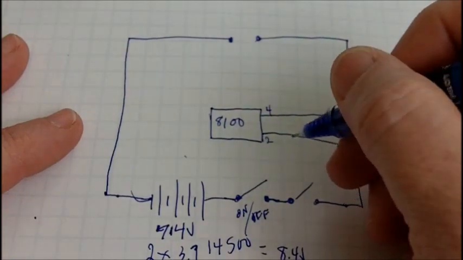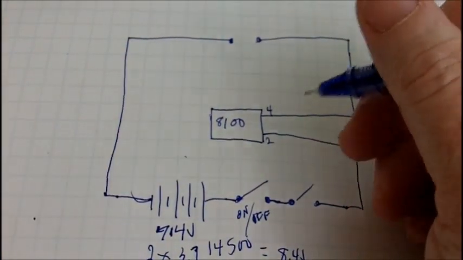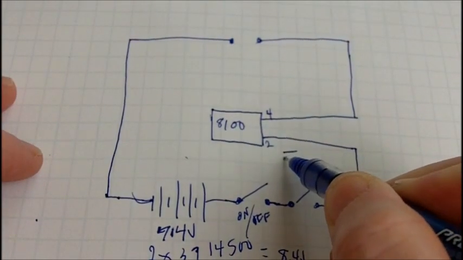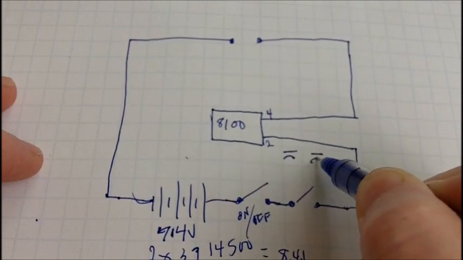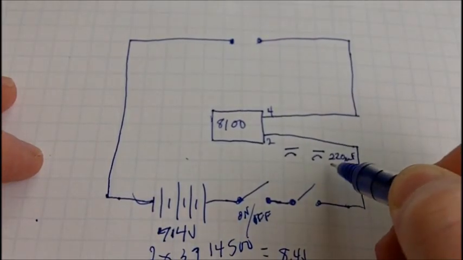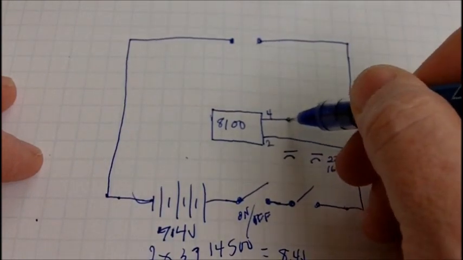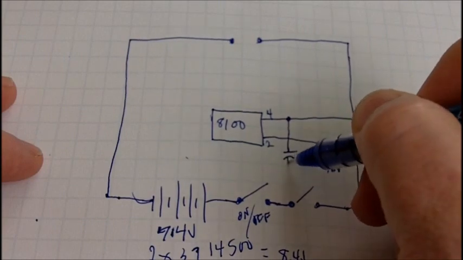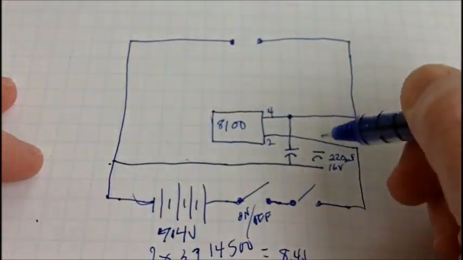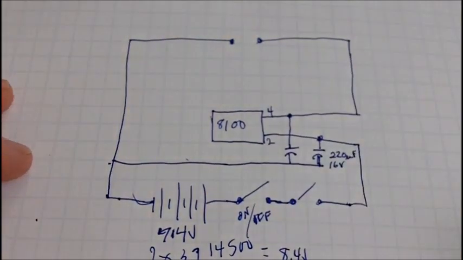Both of these guys have to have a big capacitor on there. It says no less than 100 microfarads. I happen in my junk box to have 220s, so I put in 220 microfarads, and the ones I used were 16 volts. So you put one here to ground, and you put one here to ground, just like that.